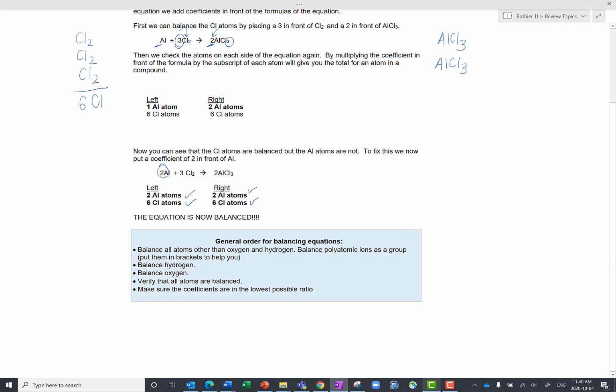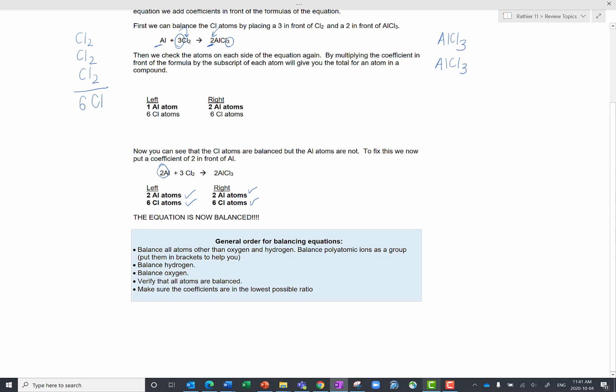So we do have a general order for balancing equations, and we will look at this order and then we'll do some practice. So essentially, you're going to focus on balancing everything except for oxygen and hydrogen. And I'm going to invite you to think about polyatomic ions as a group of atoms. We'll see some examples in a moment. Then you're going to balance hydrogen, then oxygen. So as a general rule, you leave oxygen till the end, balance hydrogen second last, and everything else before that.